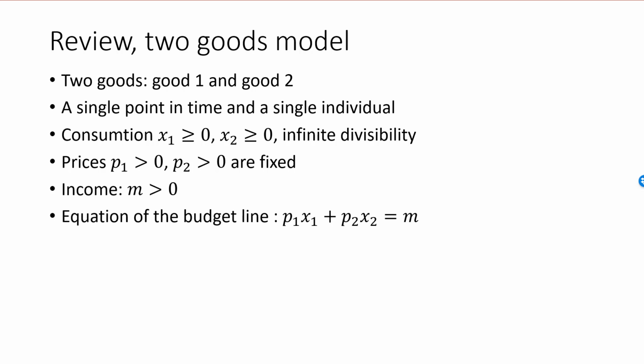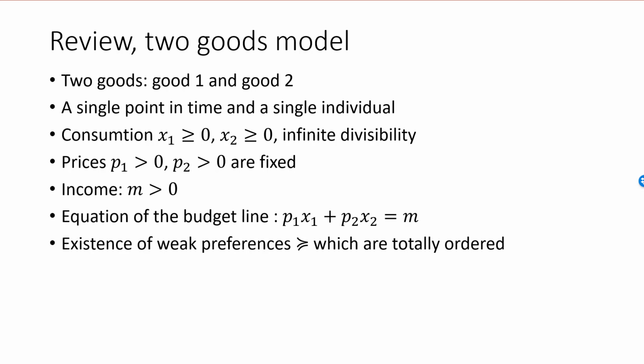The equation of the budget line is an equation that the bundle x1, x2 must satisfy if the cost of the bundle is to be precisely equal to income. The consumer has a weak preference relation, which is a total order. So present the consumer with any two bundles and she will tell you if she weakly prefers the first to the second or not. This is the standard setup of the two goods model.